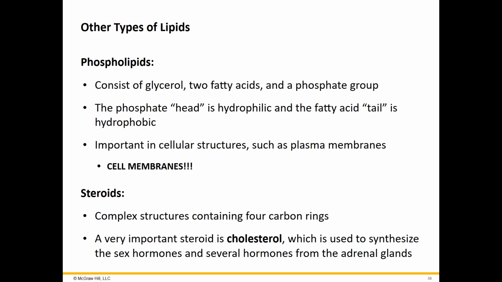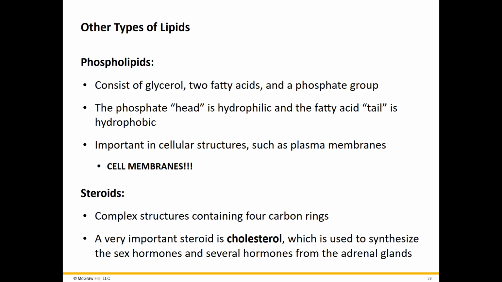Phospholipids. They consist of a glycerol, 2 fatty tails, and then a phosphate group. You don't really have to memorize that because it's in the name, right? Phospholipid. It's the same thing as the lipid, fatty tails with a glycerol, but it has a phosphate group. The phosphate head, I want you to know this, is hydrophilic. The tail is hydrophobic. Why do I want you to know that?